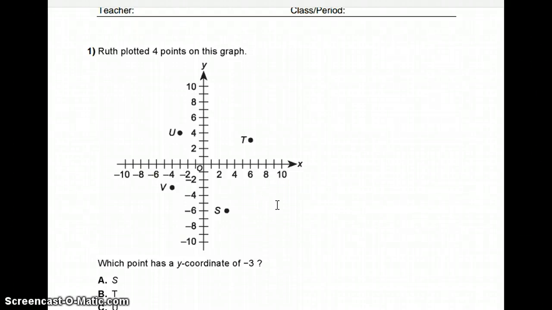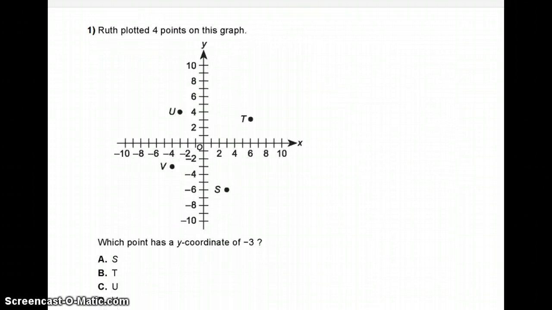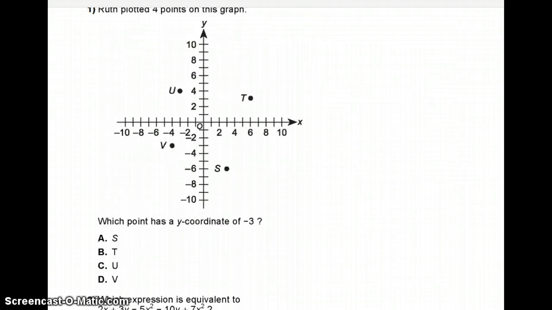Ruth plotted 4 points on this graph. Which point has a y-coordinate of -3? A, S. B, T. C, U. D, V.